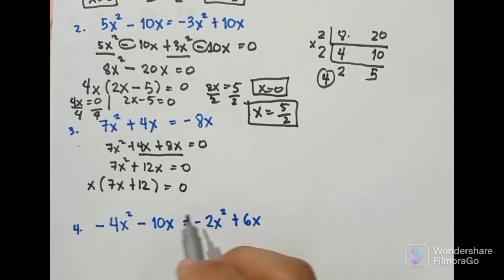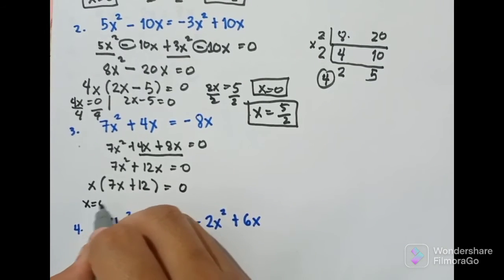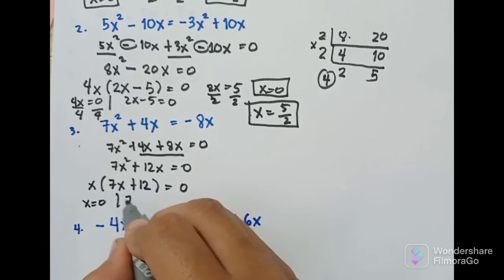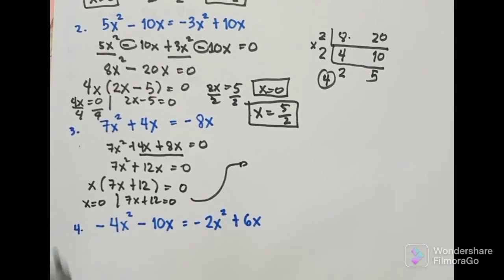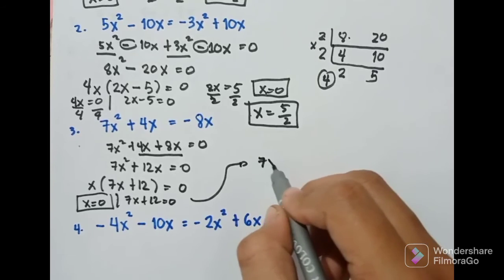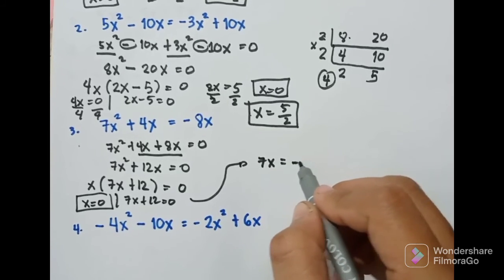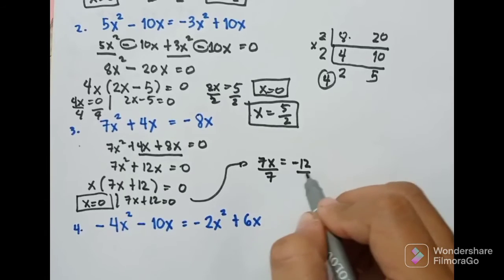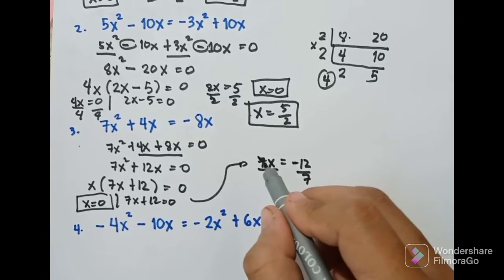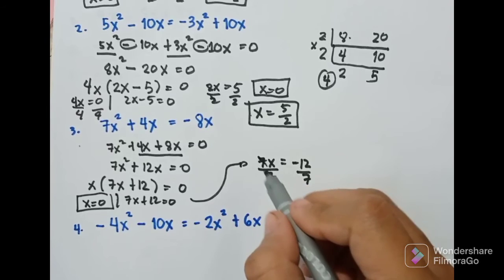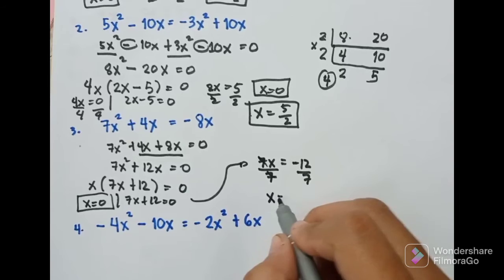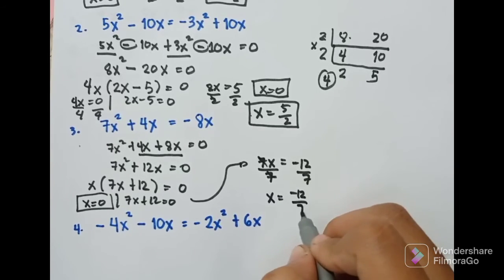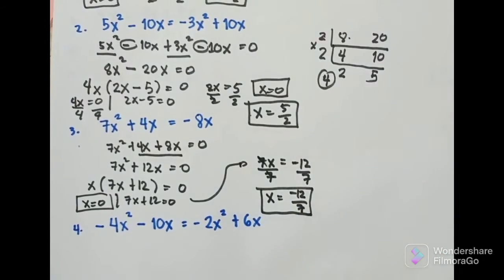So, equate natin sa 0 yung mga factors. So, x is equal to 0. Tsaka, 7x plus 12 is equal to 0. So, ilagay natin dito. May value na tayong isa. X is equal to 0. So, lipat lang natin sa 12 sa kabila. So, magiging 7x is equal to negative 12. So, divide natin both sides by 7. So, dapat mawala si 7. Para mawala yung numerical coefficient ni x, i-divide lang natin kung ano yung numerical coefficient niya sa both sides of the equation. So, magiging x is equal to negative 12 over 7.